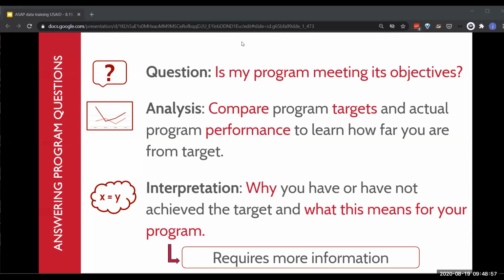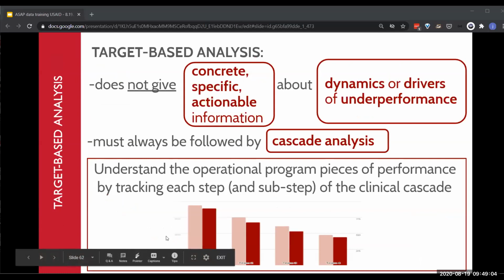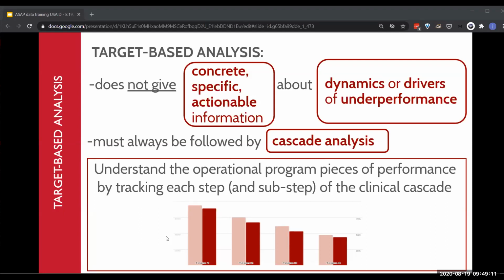So the analysis that you use to get to deciding to do more of A or more of B depends on you. So, when you look at target-based comparisons, if you look at results versus targets, which is a percentage, it does not necessarily give concrete, specific or actionable information about the dynamics or drivers of underperformance. So we don't know why. We just know that you're performing or you're not performing. You're on track or you're not on track.